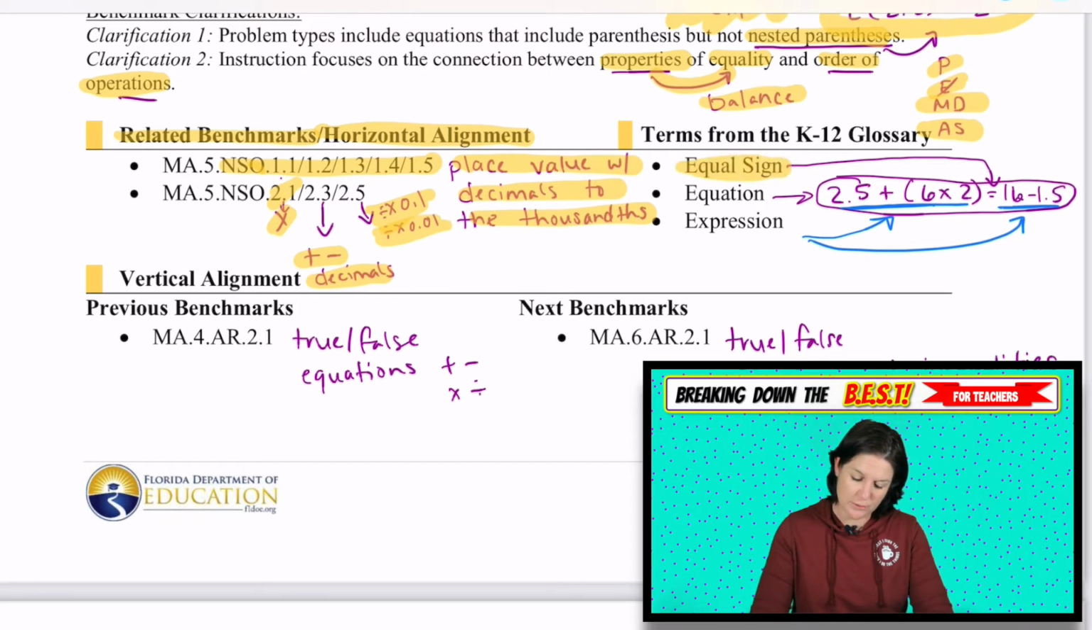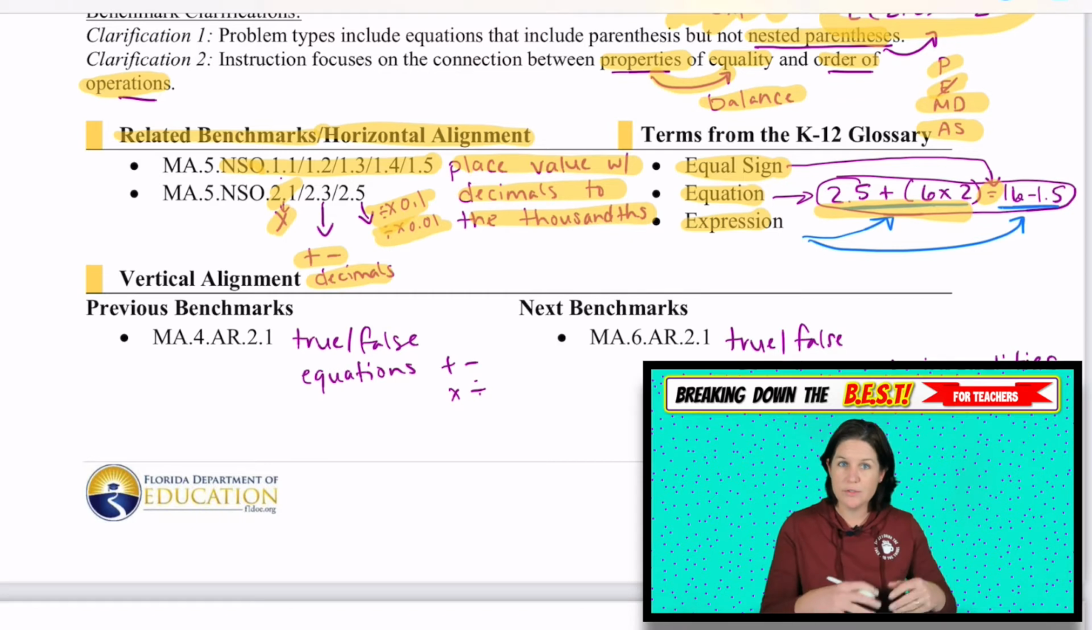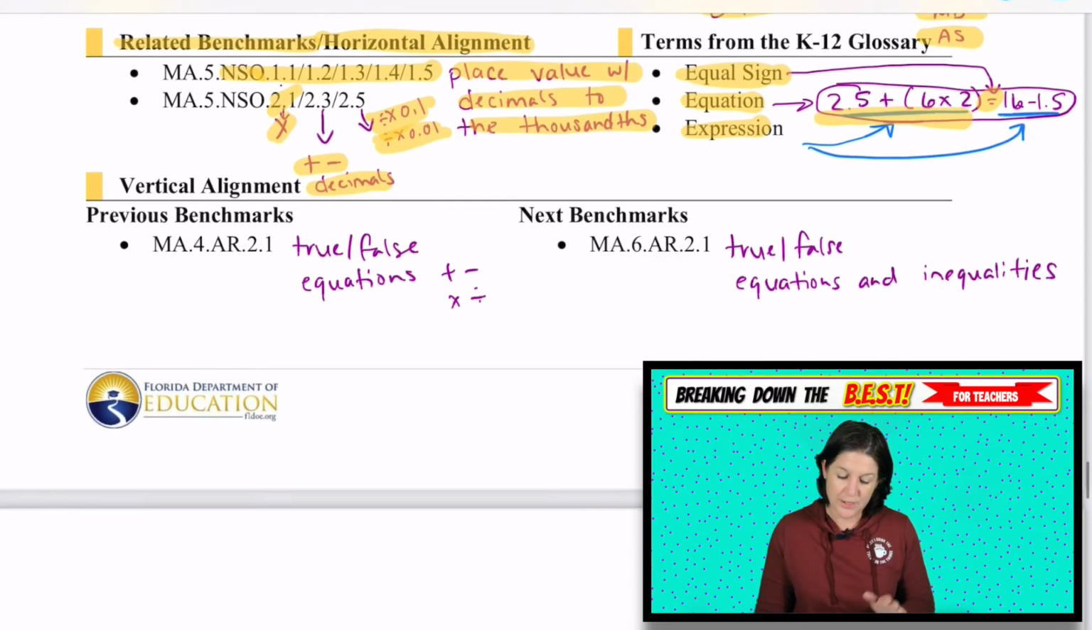Some terms, the equal sign is important because that shows us the balance. An equation has an equal sign with expressions or values on either side, and an expression is just considering one side of the equation, just the numbers, just the operations happening, but we're not really looking at the equal sign for an expression, or an equal sign might not even be present.